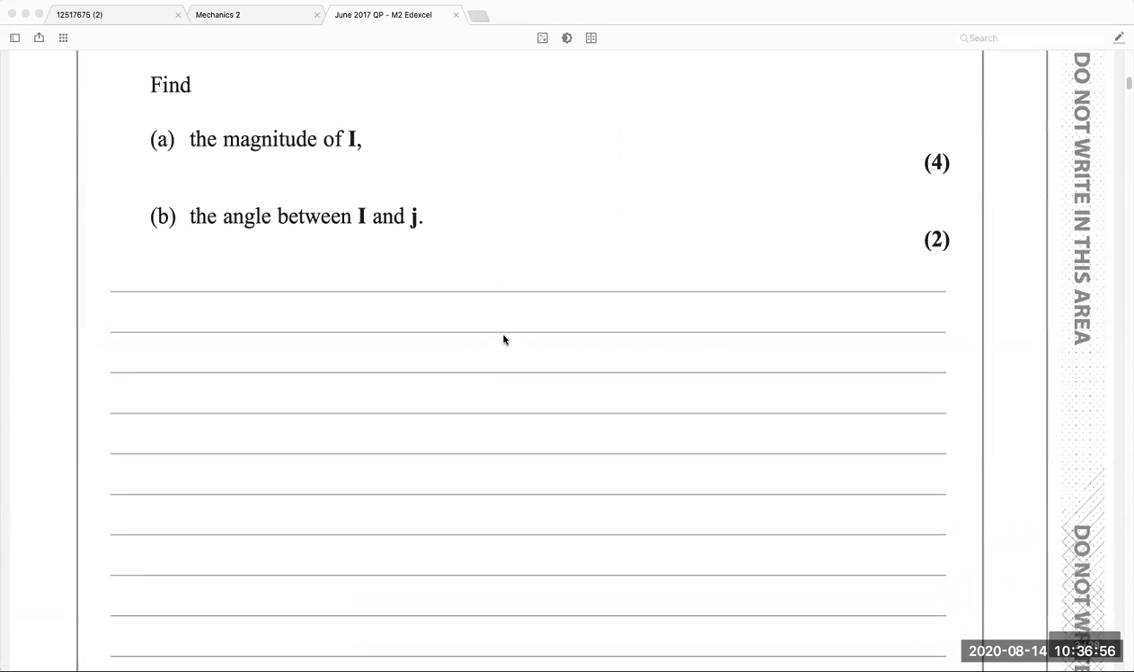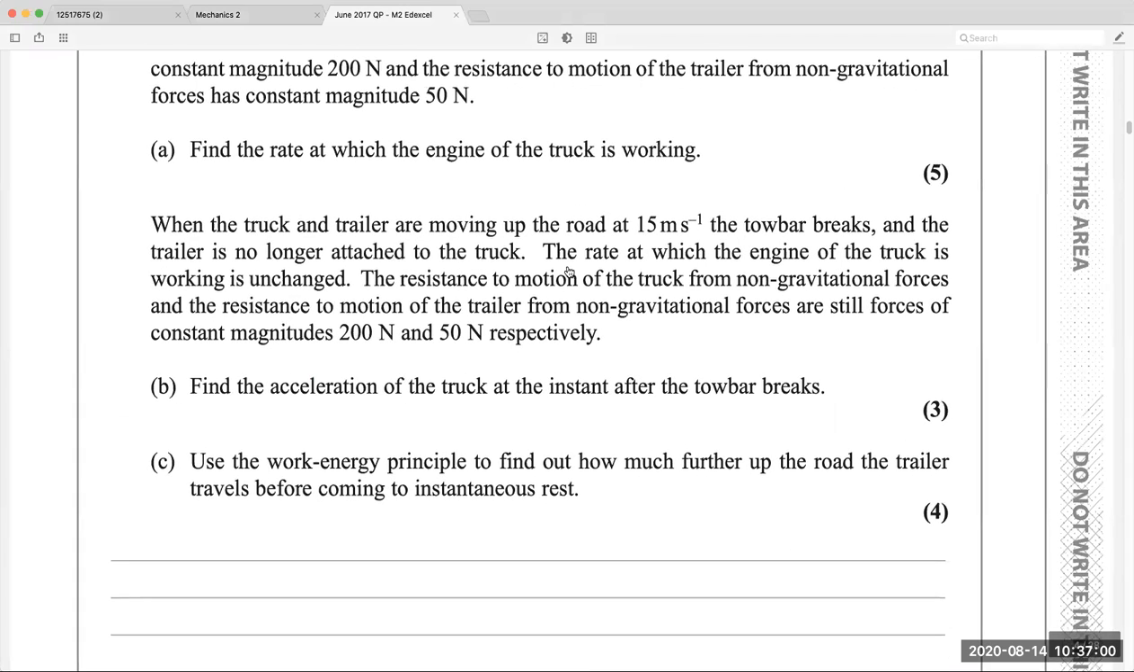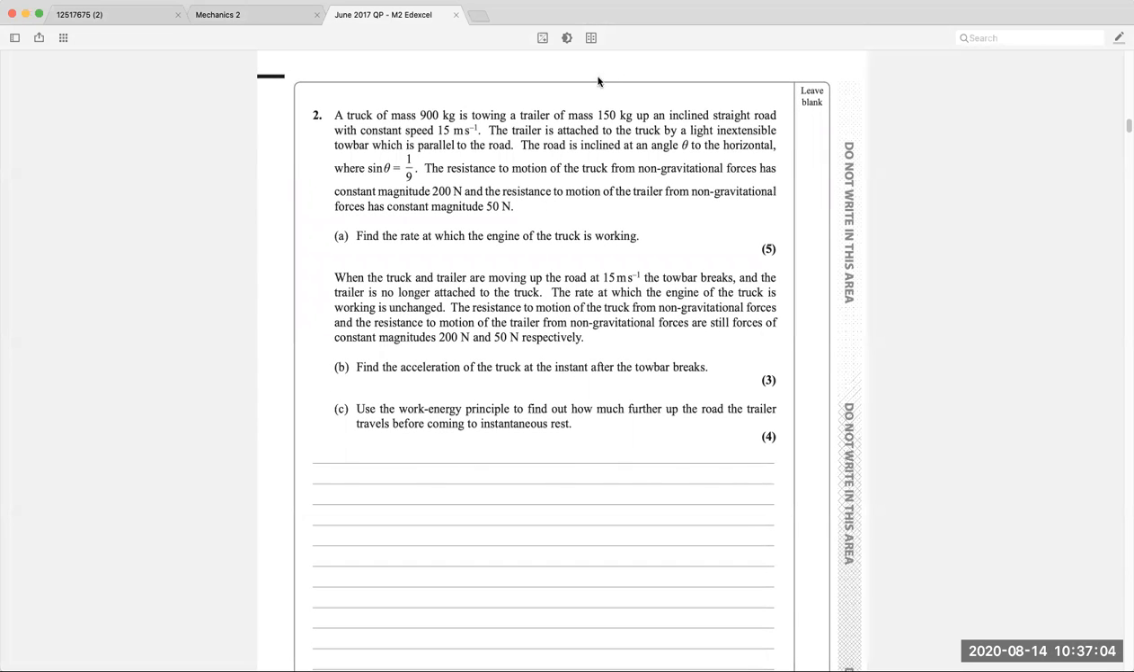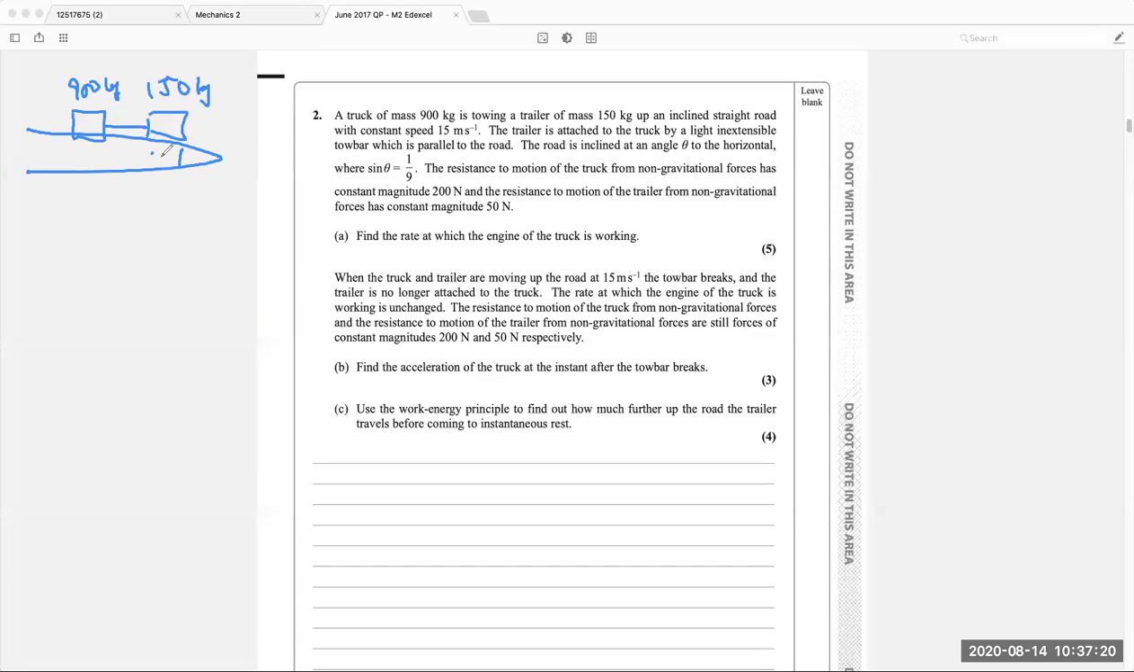Wow, they give you 2 pages to write down the answer. A waste of paper. So have a look at the next one. A truck of 900 kilograms on a straight road inclined at some angle, let's say this angle theta, given that sine theta is 1/9, moving at speed 15 meters per second. The resistance to motion of the truck has a constant magnitude of 200 Newton, 50 Newton. Find the power at which the engine of the truck is working.